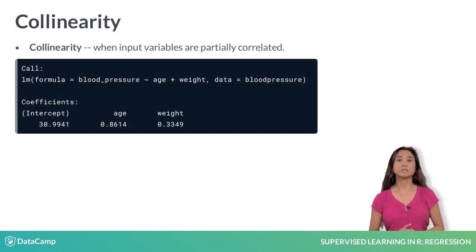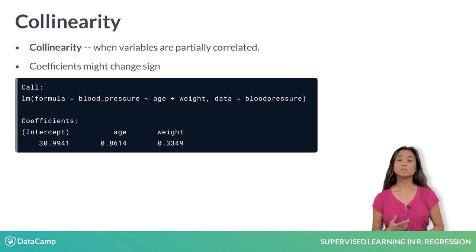One last issue with linear regression is collinear variables. Collinearity is when the input or independent variables are partially correlated. In the blood pressure example, weight tends to increase as people age, so weight and age could be partially correlated. When variables are highly correlated, the signs of the coefficients may not be what you expect. For example, you might get a model where blood pressure appears to decrease with weight.